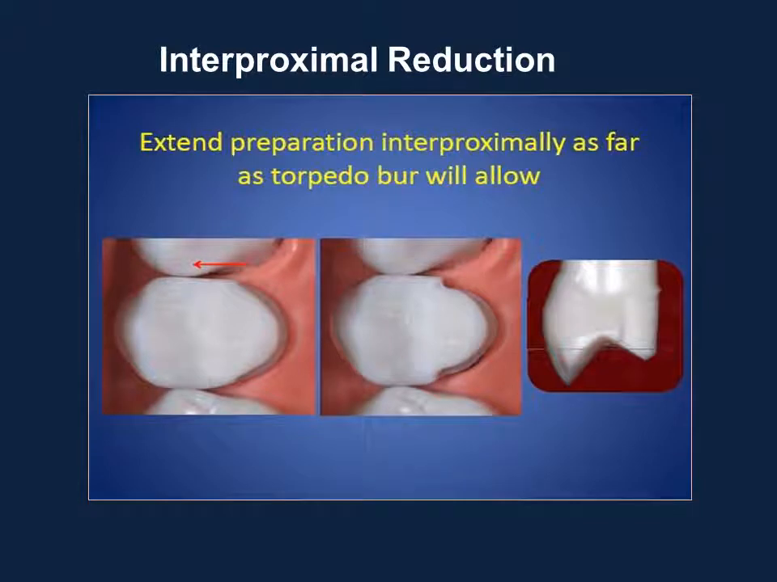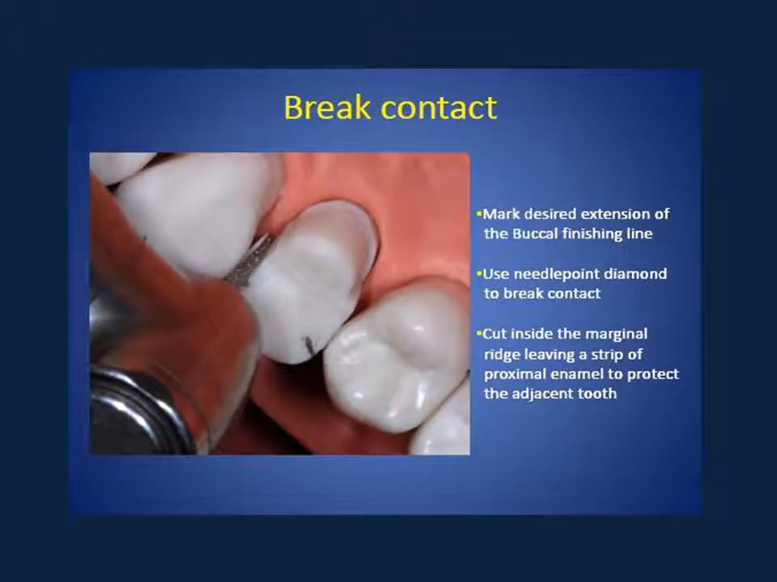We should extend our preparation interproximally as far as possible to open the contact, and we should use a needle point diamond bur to break the contact by moving in an up and down motion until the contact is opened. We can cut inside the marginal ridge, leaving a strip of proximal enamel, as you see in the picture, to protect the adjacent tooth.